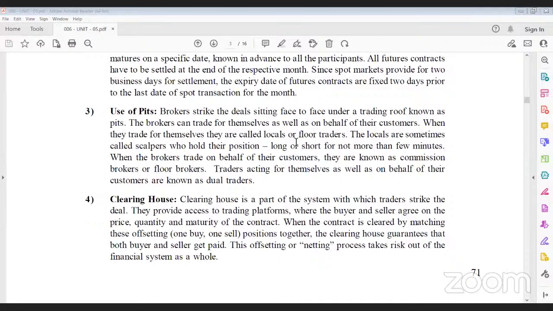Now, there may be cases where a person is not just investing and trading for themselves, but is also trying to help others. In such cases, he is called a dual trader.